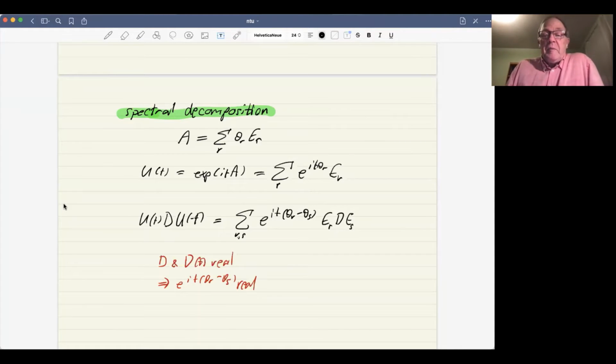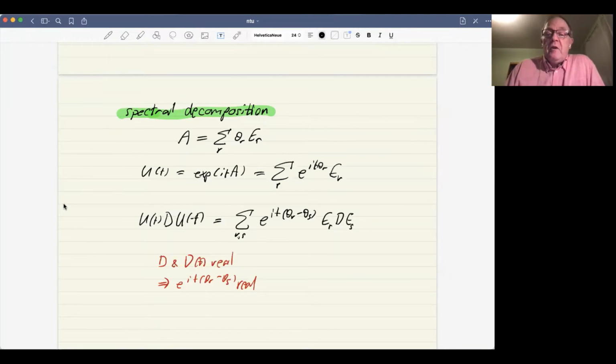Now, it's somewhat surprising, but you can read off quite a lot from this, because let's think about the case of perfect state transfer. In that case, the left-hand side there, U of t D U of minus t, is just D_s, say, diagonal with a 1 in the ss position, 0 everywhere else. So it's a real symmetric matrix. On the right-hand side, well, D is real, and the idempotents are real because they're built from the eigenvectors of A, and that's real and symmetric. So the matrices and the sum on the right are all real. And so as a consequence, that says that the e to the it (theta r minus theta s) must be real.